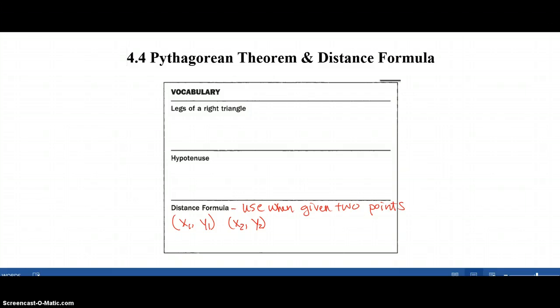Here's the formula. It's kind of a big one that you are going to need to know, and I would put in your blue book, because if you write the formula wrong, then your entire problem is wrong and no partial credit. So x2 minus x1 quantity squared plus y2 minus y1 quantity squared.